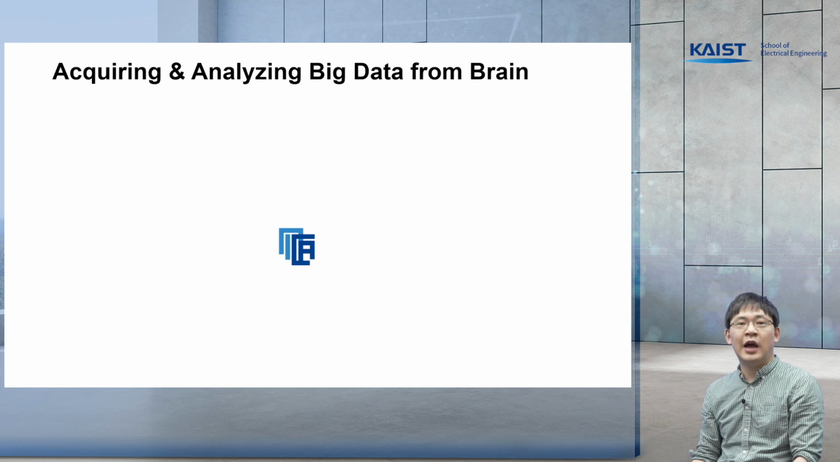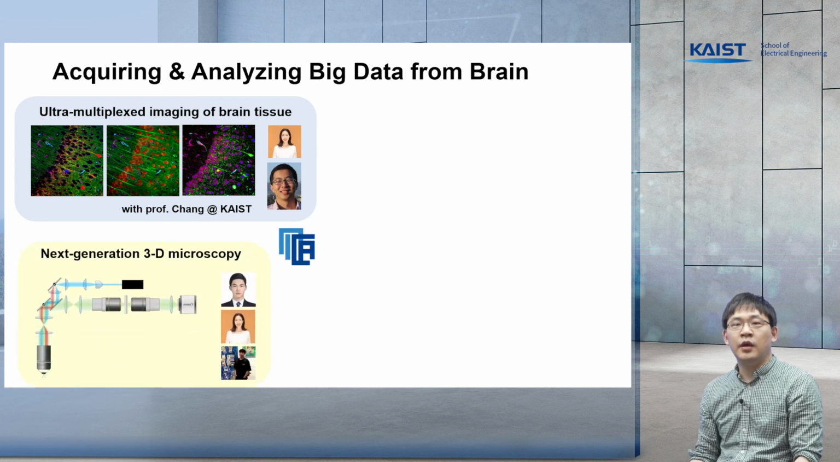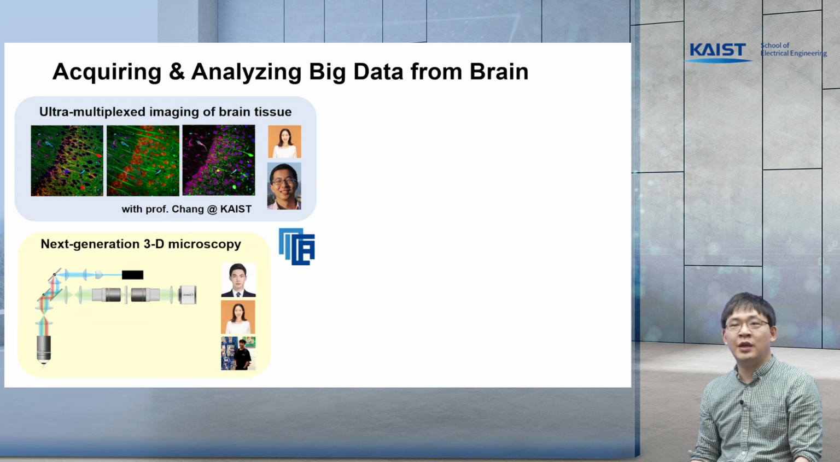So far, I have introduced one method for acquiring big data from the brain and one method for analyzing big data from the brain. And I would like to briefly introduce other research topics that we are working on in the context of acquiring and analyzing big data from the brain. With Professor Zhang, we are developing an ultra-multiplexed imaging method which allows us to image more than 15 proteins in a single round of imaging. And we are working on a next-generation 3D microscopy method for high-speed brain activity imaging.